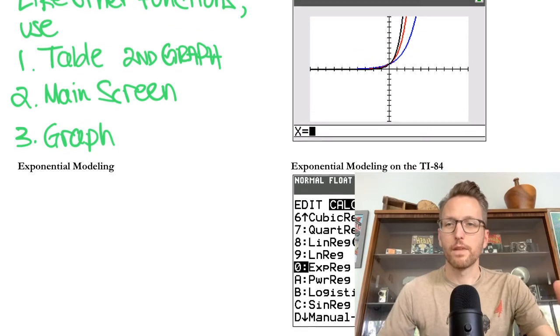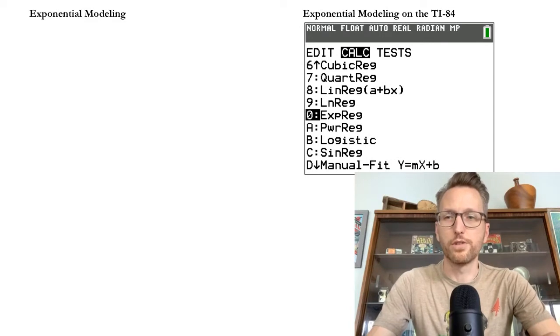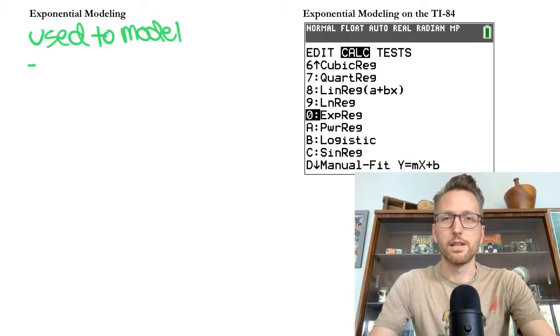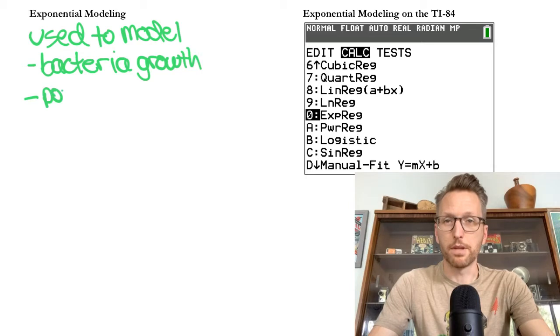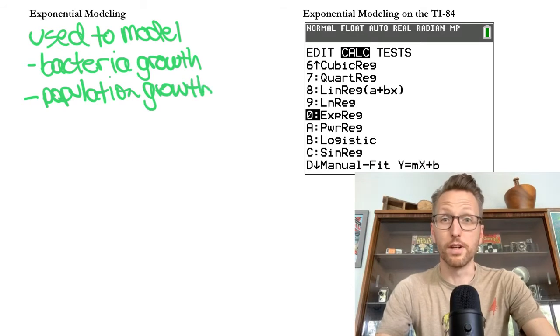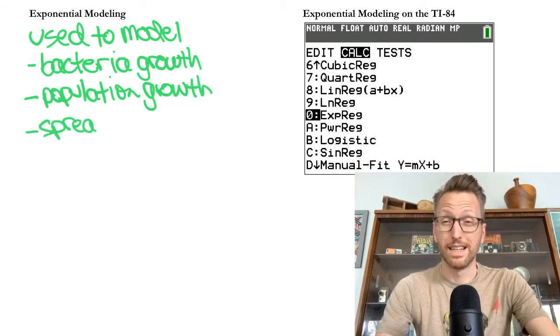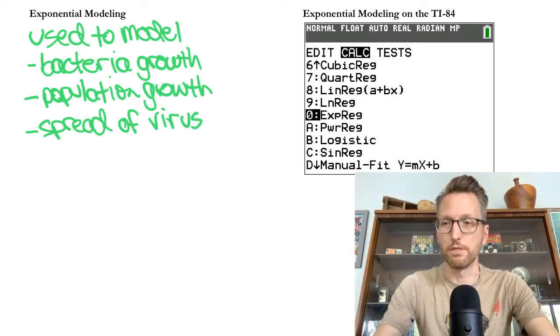Exponential modeling. We've done linear modeling already and a little touch on quadratic modeling, but exponential functions are used to model a few different things that come to my mind. Bacteria growth, which makes sense because it grows exponentially. And then population growth. If you look at a graph of our population of births, it has a curve to it. And then the spread of a virus. In this lesson, though, we'll talk about a computer virus.